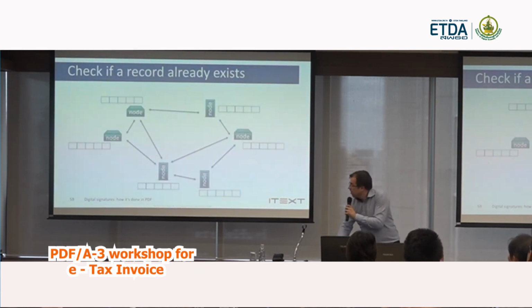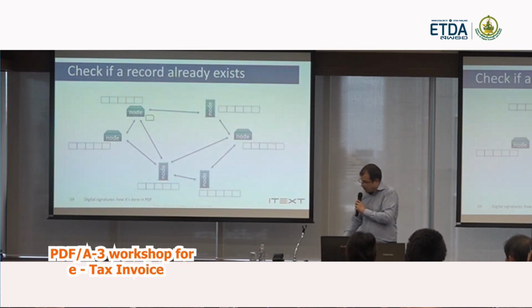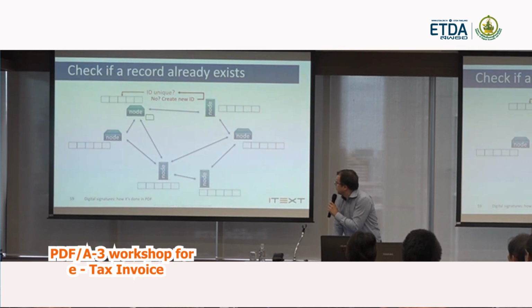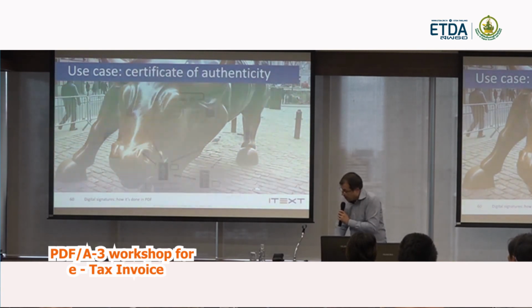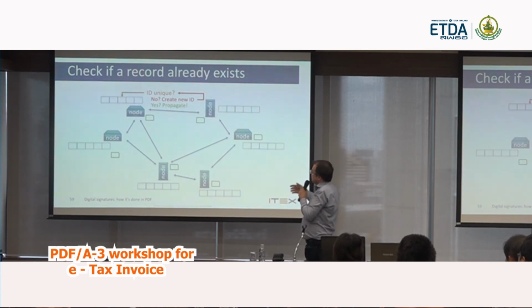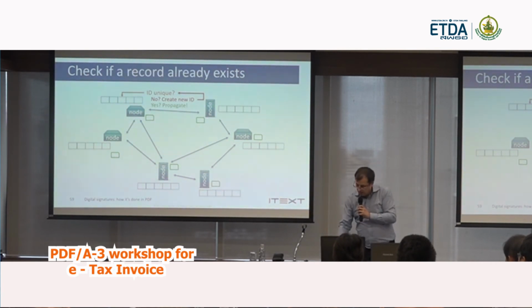So what we could do is we could use blockchain and say, well, I'm creating a record with an ID of where I want to register a PDF, and I'm going to look in the blockchain, so everyone has a copy of that blockchain. I'm going to see if there's already a document in the blockchain that has this ID. If the ID is not unique, well, we create a new ID for our PDF. If it is unique, we propagate it. So by storing the IDs of every document that is created in the blockchain, this is a way to make sure that the ID is unique.